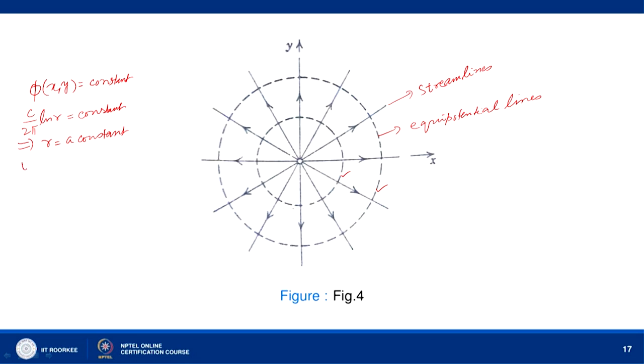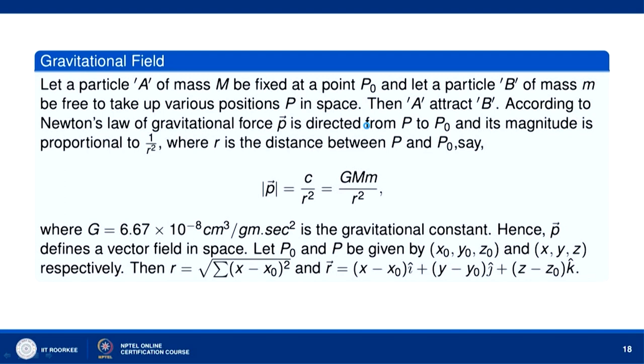Okay, and then similarly psi x y equal to constant means c over 2 pi argument of z is a constant. Which means that arg z is a constant. Okay, arg z is theta, so theta is a constant. Okay, so for the radial lines, theta is constant, and therefore the fluid flows along the radial lines, radially outward. Now, let us consider another example, that of a gravitational field.